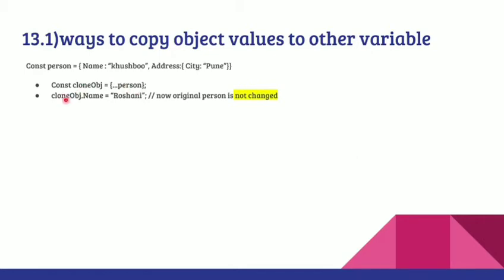Now I will try to change the value of our clone object's name to Roshni. That means I am trying to change the value of a primitive data type inside the object. Once I change the value of a primitive data type inside the object, that change will not be reflected in the original object. But if I change the value of a non-primitive data type inside the object, that change will be reflected inside the original object as well. How it actually works, we will now see in our code.